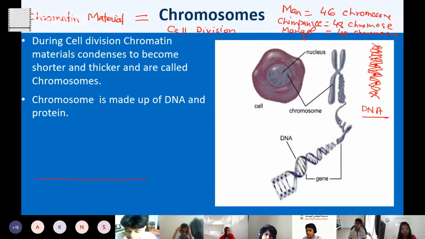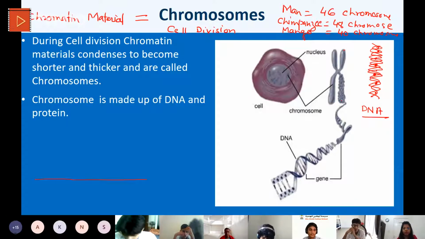Ma'am, you said that chromosomes are made of DNA. So we can identify a child by its DNA, whether he has the DNA of his dad or not. Exactly. Any doubt here?